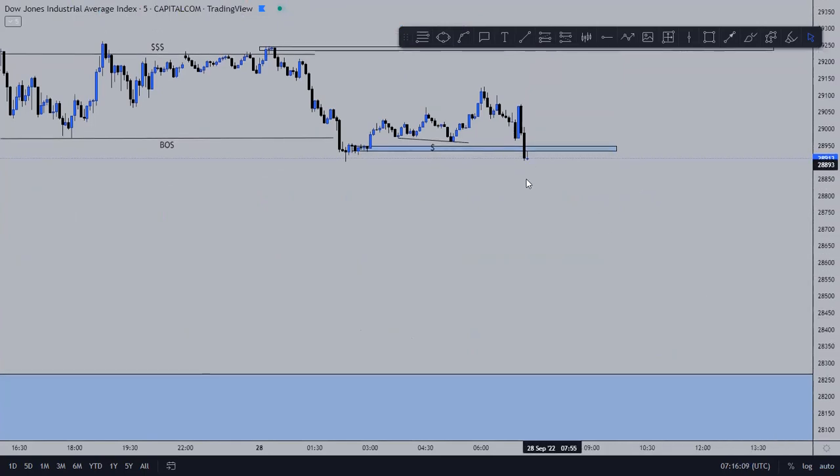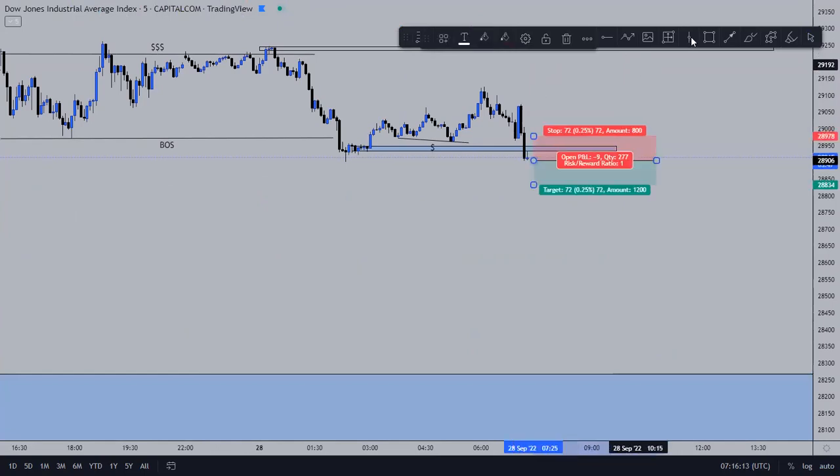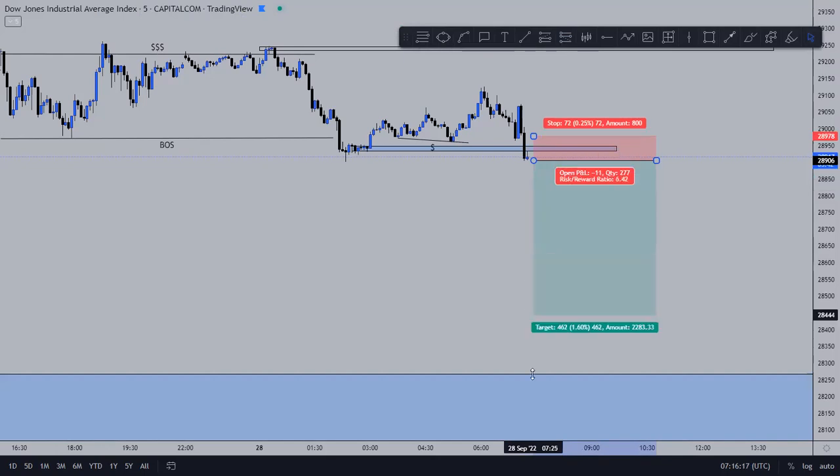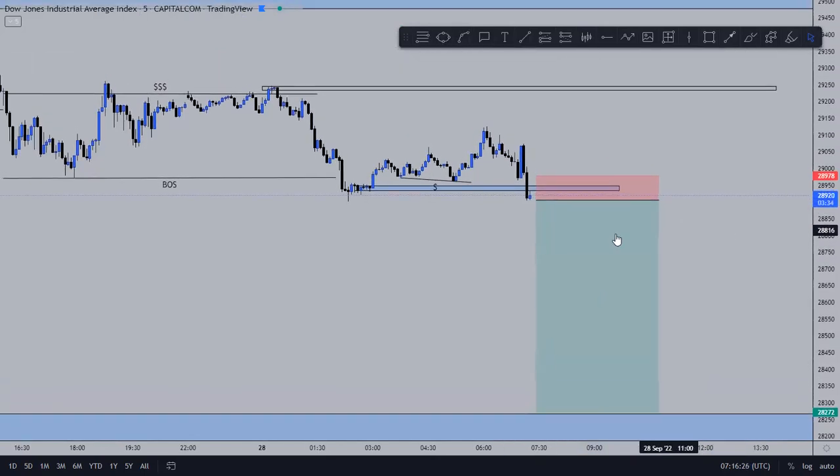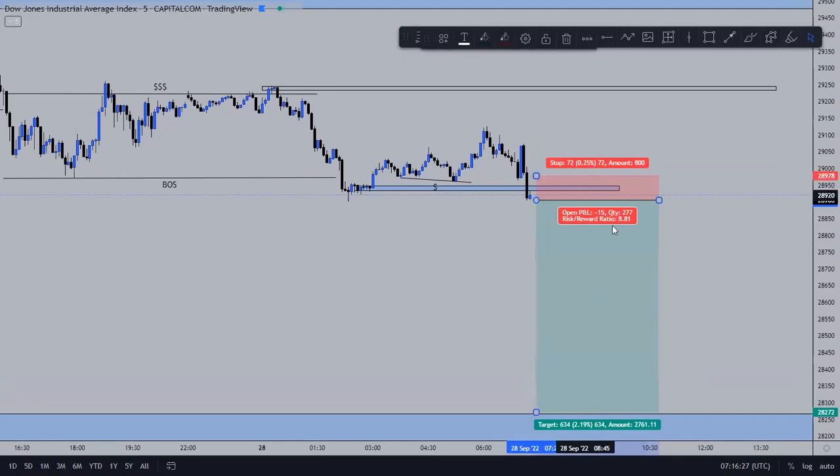So it will be something like this, short position from there to the weekly order block, which is something like 634 pips that we can get there.